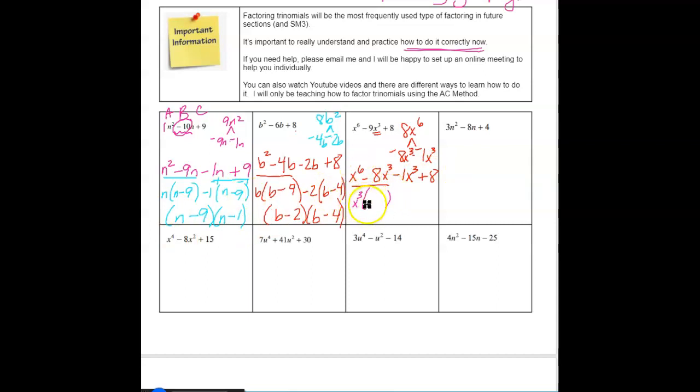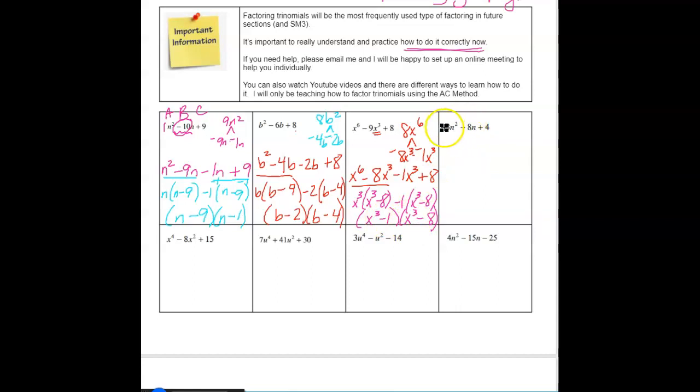So if I take all 3 of those x's out, and there's nothing in common, we're going to take out a -1, and our signs match. So x cubed minus 1, x cubed minus 8. And for our class, this is done factoring. Later on in another class, you'll learn that this can keep going, but that's not until secondary math 3.